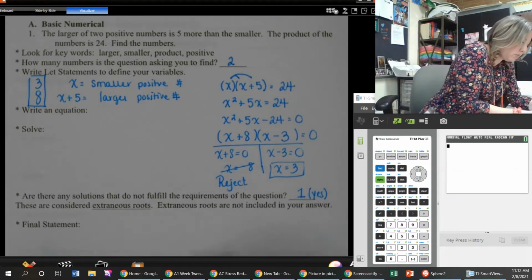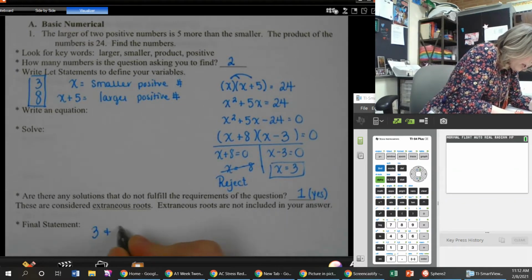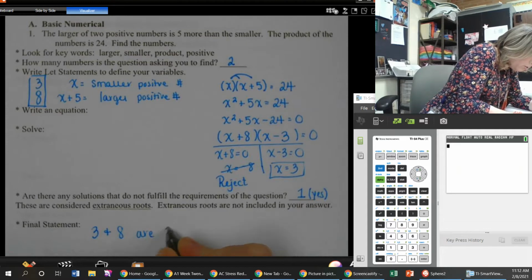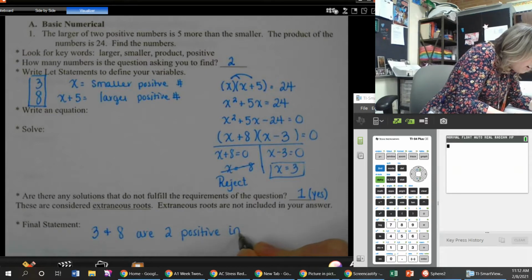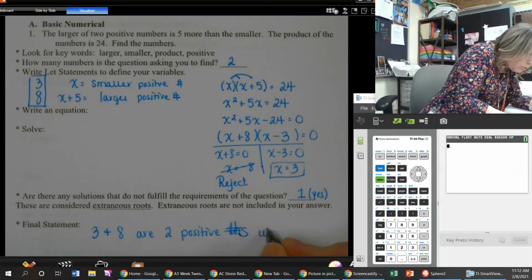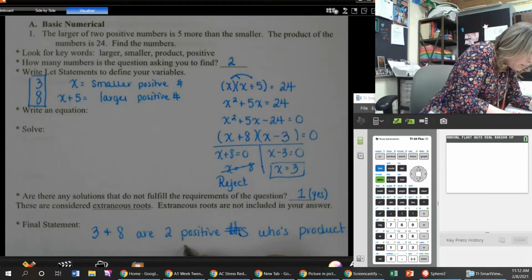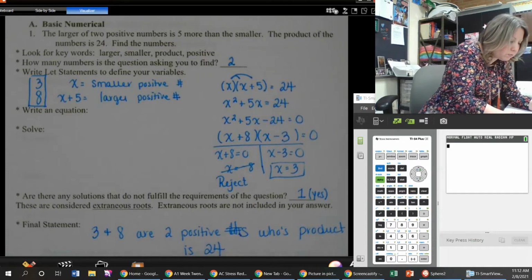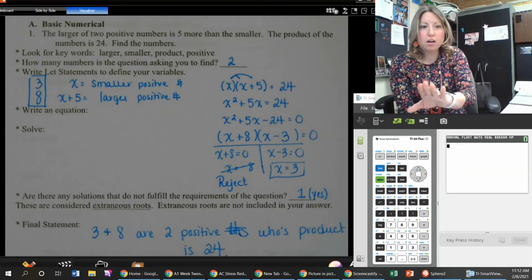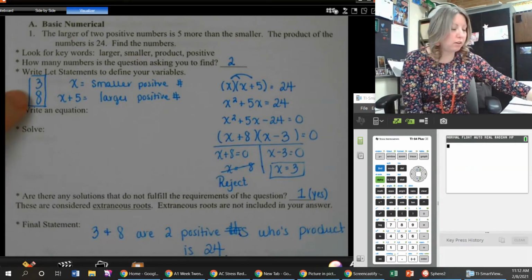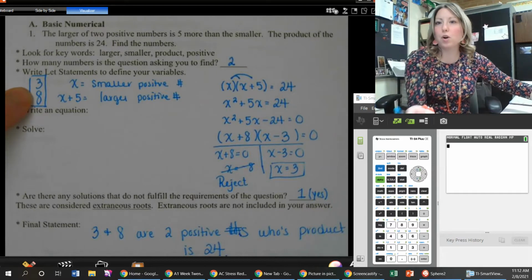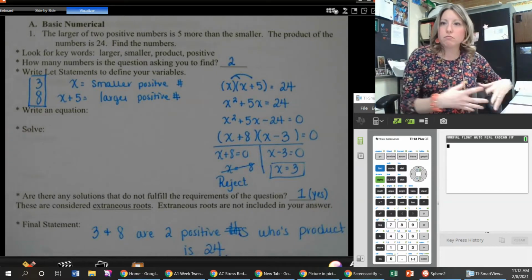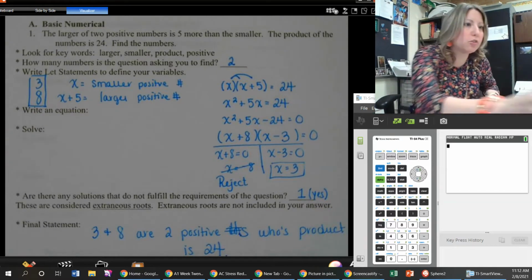Final statement: 3 and 8 are two positive numbers. Sorry, I was going to write integers, but it's numbers whose product is 24. This is enough, by the way, for a final statement. I just wrote one out because, well, finishing up our problem, making sure we answered all of the parts.